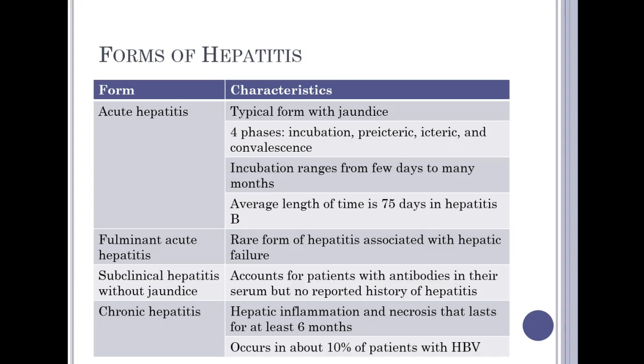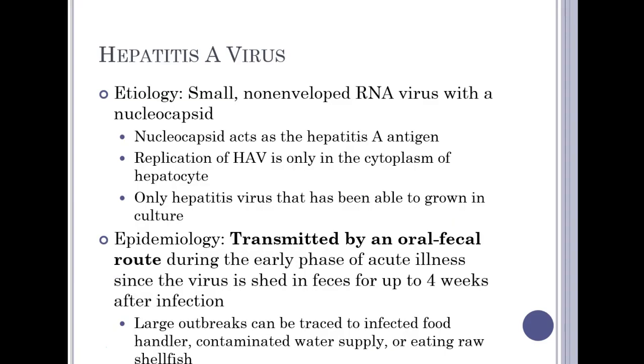We can also have fulminant acute hepatitis. This is a rare form of hepatitis that's associated with hepatic failure. There's also subclinical hepatitis without jaundice. This usually accounts for patients that have antibodies in their serum, but they really don't have an actual hepatitis going on. Chronic is something that happens for at least 6 months or more. So it's a hepatic inflammation and even necrosis. This is usually only about 10% of the patients with hepatitis B virus.